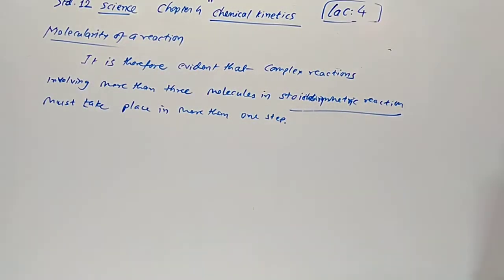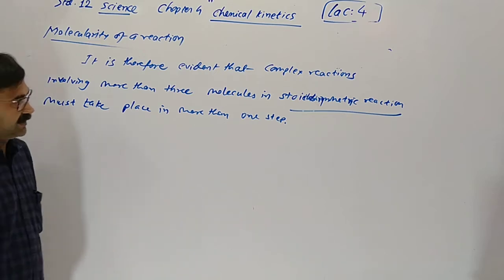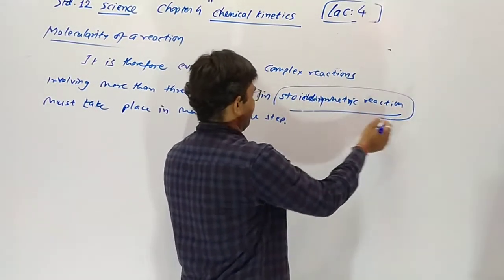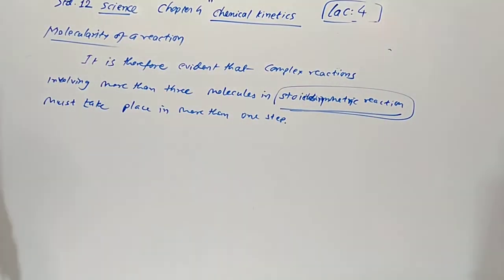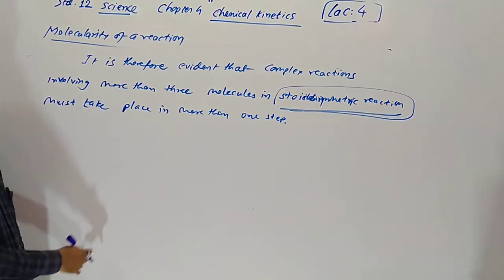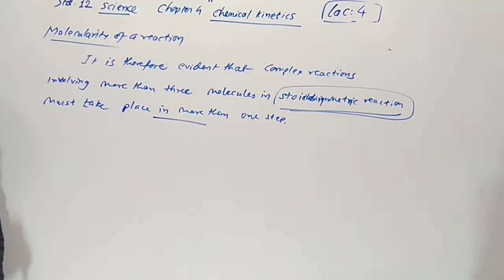is not possible. So sometimes in the balanced chemical reaction, stoichiometric reaction equation, more than 3 particles are taking part, but it should be occurring in more than one step.